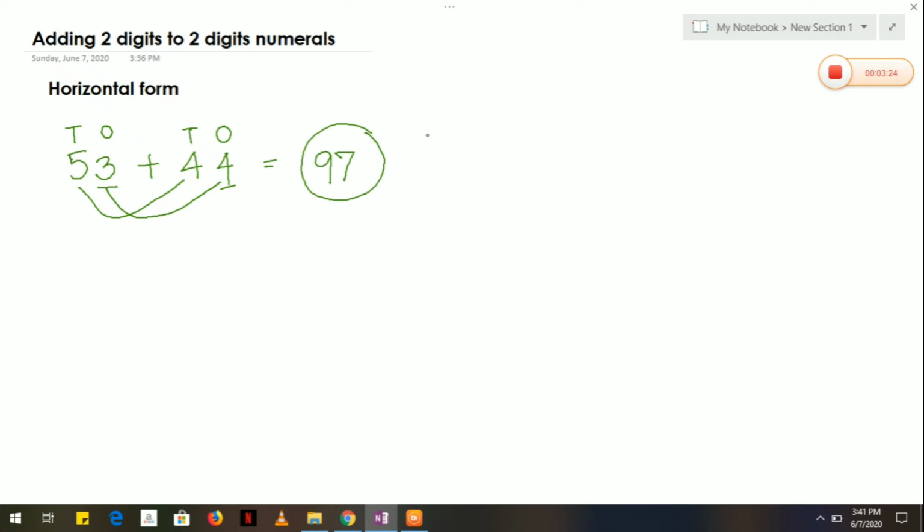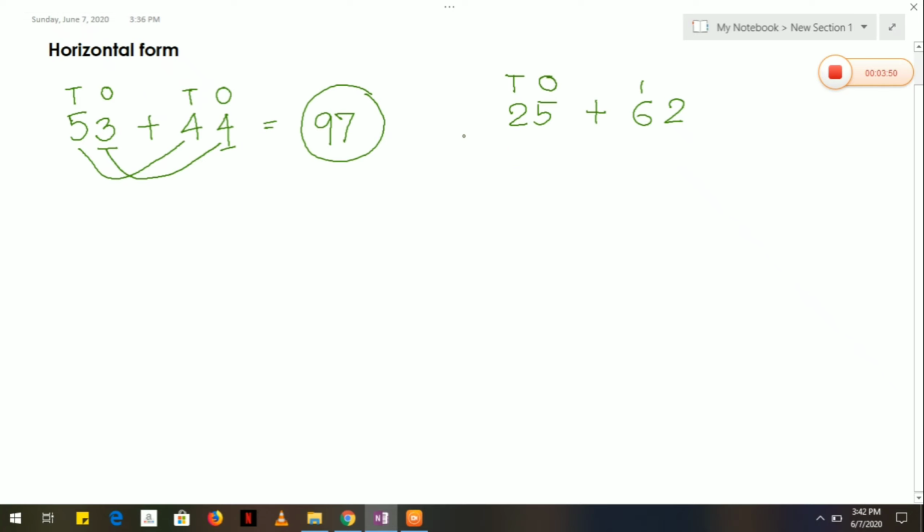Let's try another one. So we have here 25 plus 62. Here is the tens place, here is ones, tens and ones. So let's try. 5 plus 2 is equal to 7, so make a space and write 7. 2 plus 6 is equal to 8. Okay, so that is an example of horizontal form.